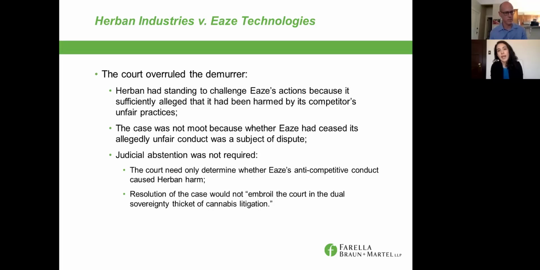The court also overruled the demurrer on mootness because there was still a dispute over whether Ease's changes to its policy were sufficient. And then the court also found that judicial abstention was not required because this did not require the court to determine any conflict between state and federal law. All it had to do was determine whether Ease's anti-competitive conduct harmed Urban.